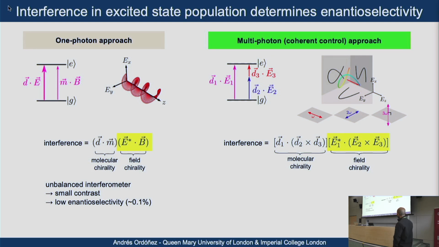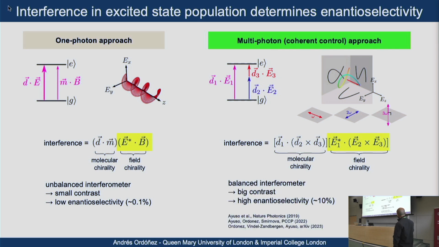Yeah, so this is a fundamentally different type of twist, and we call this locally chiral light, and we explore it in a series of papers. The important thing is that this type of local chirality, that's how we call it, allows us to basically balance the interferometer.